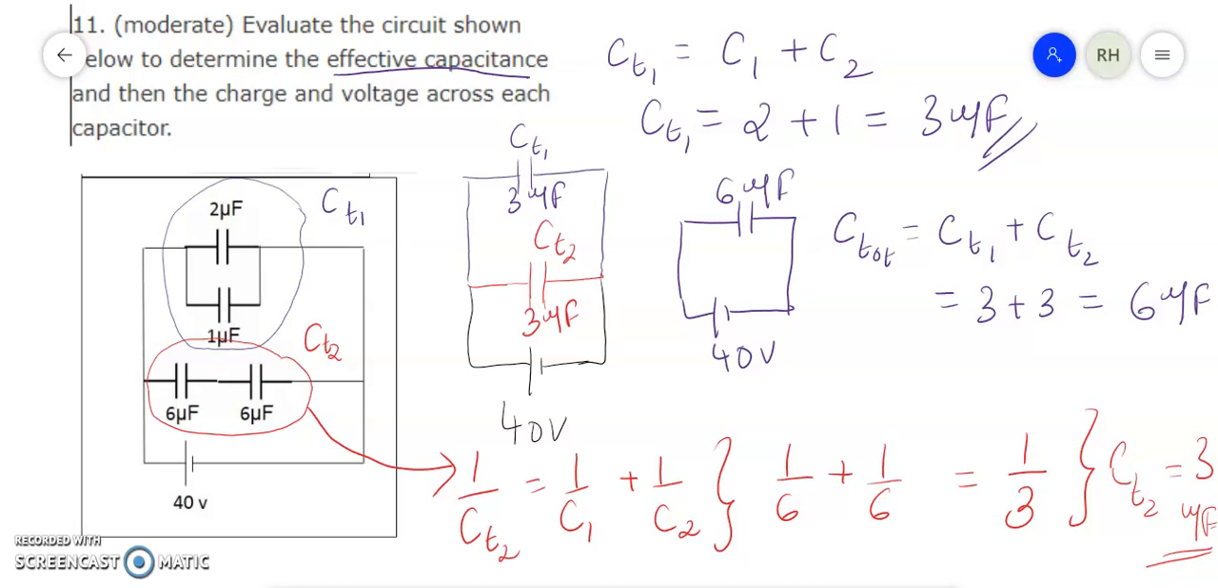Now it's asking me to find the charge and voltage across each of these capacitors. So it's about the initial capacitors. For that we need to go back to this initial diagram and look at the charge and voltage across each capacitor. We know that the voltage across this terminal and this terminal is 40, and the voltage across this terminal and this terminal is 40 volt.